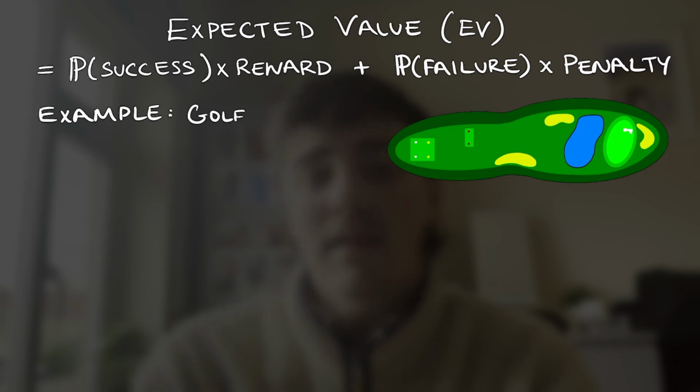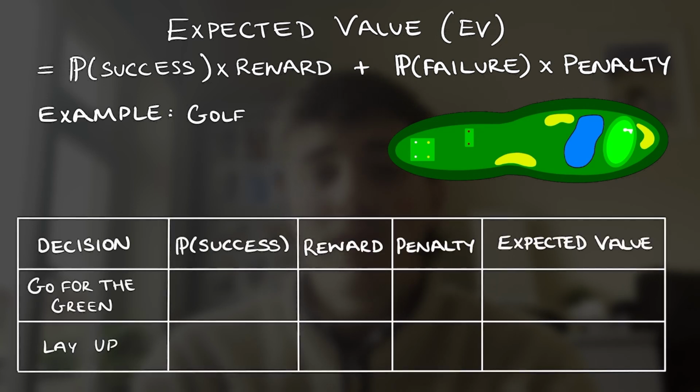Let's investigate the expected value using the following table. We have a column for the decision, one for the probability of success, which we can therefore use to calculate the probability of failure, the reward, the penalty, and finally the expected value. So let's start by filling in this first row.